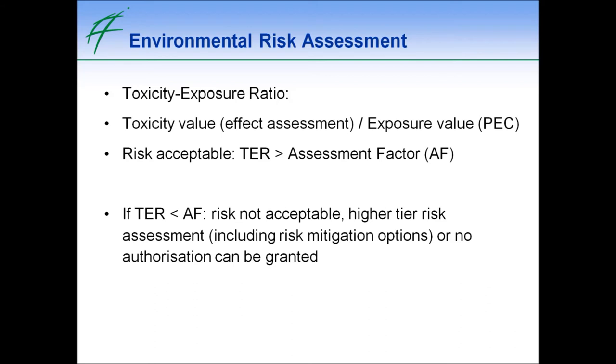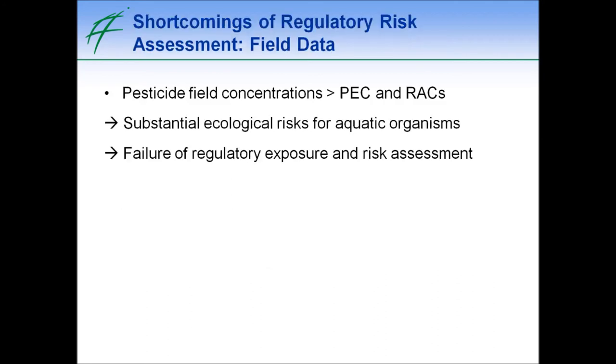If the toxicity exposure ratio is smaller than the assessment factor, the risk is not acceptable and a higher tier risk assessment, which includes, for example, application restrictions, has to be conducted. If the toxicity exposure ratio of the higher tier risk assessment is still smaller than the assessment factor, no authorization can be granted. There are shortcomings in the regulatory risk assessment which can result in an underestimation of the actual risk for the environment or human health.